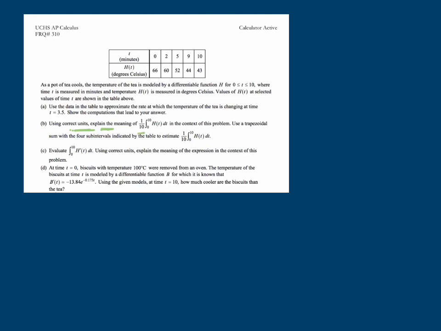So here we have 1 over 10 of the integral 0 to 10 of h of t in the context of the problem. So what does this 1 over 10 mean? The integral from 0 to 10 would give you the temperature at time 10, but 1 over 10 in front of it means this is the average value. So you've got to use the word average when you say that. So obviously you're not going to write average value. You're going to write out what it is. But I'm trying to talk to you about it.